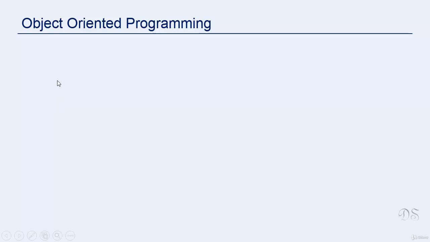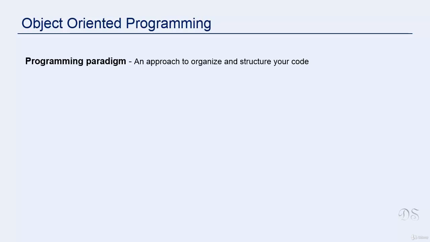In this section, we'll explore the object-oriented features of Python. But before that, I want to give you a general idea about programming paradigms and object-oriented programming. Programming paradigm is an approach to organize and structure your code. It is actually a style of programming. The two common programming paradigms are procedural programming paradigm and object-oriented programming paradigm, also known as OOP in short.